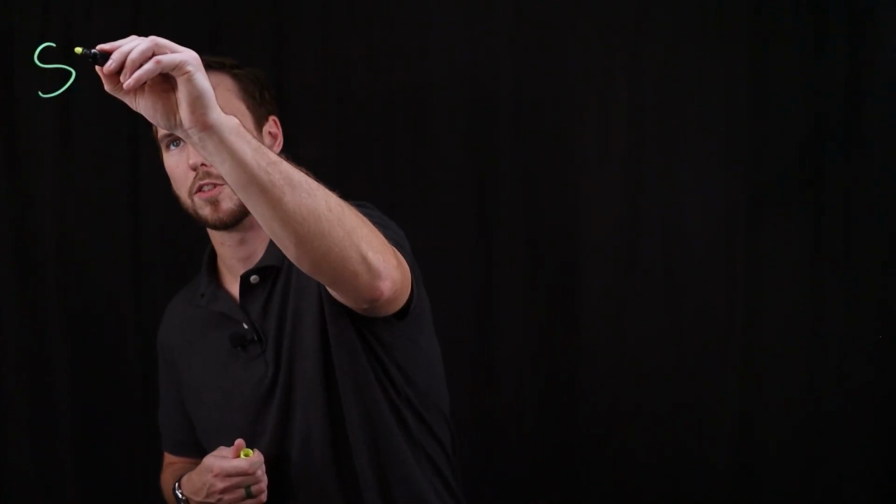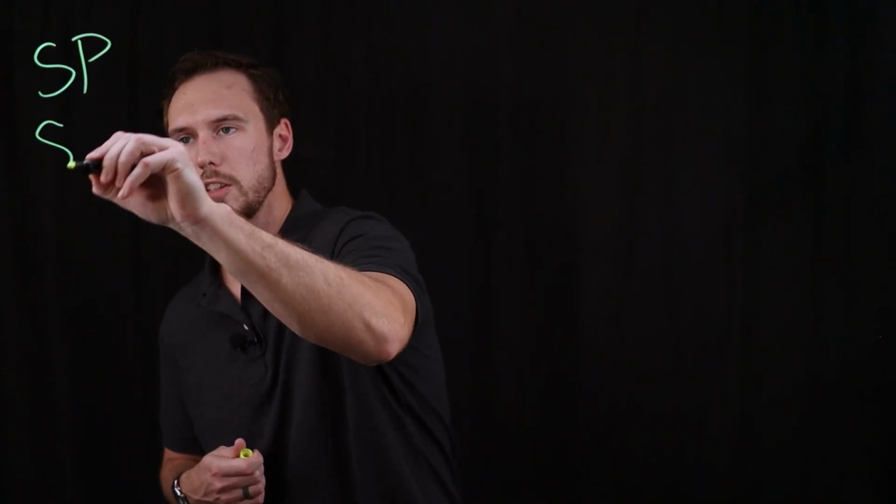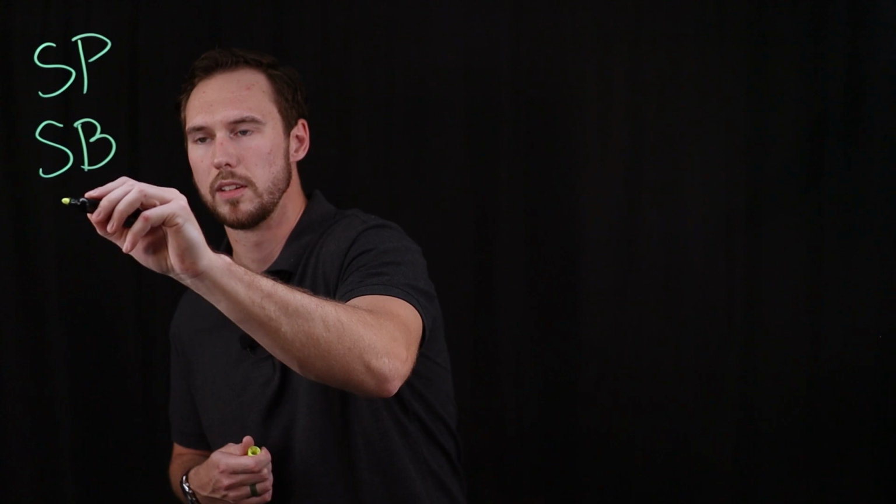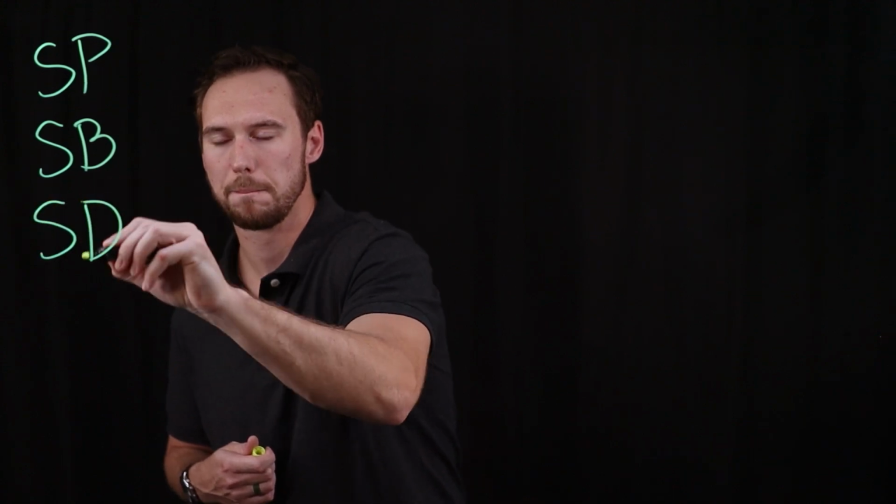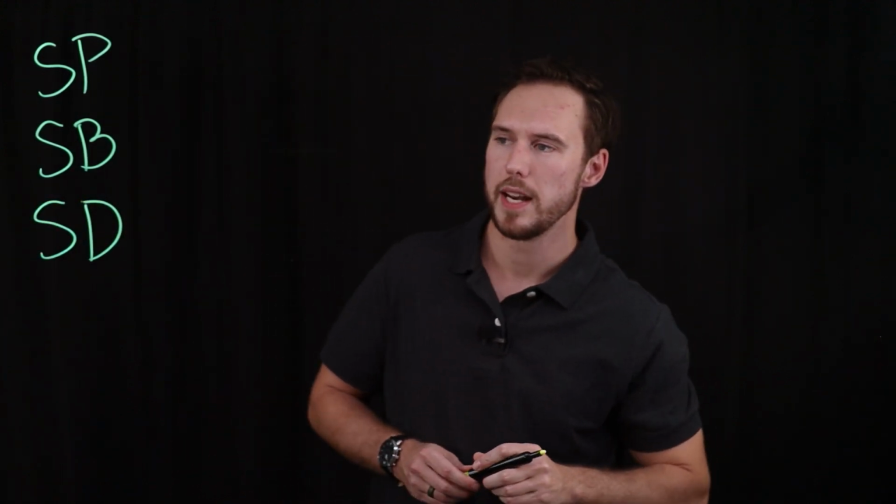With Amazon ads, you have three main campaign types. Those three campaign types are as follows. You have sponsored products, sponsored brands, and sponsored display. Those are the three main ad types available to you within Amazon ads.